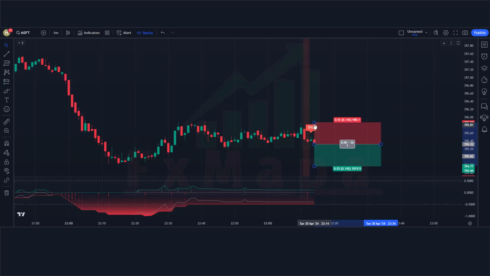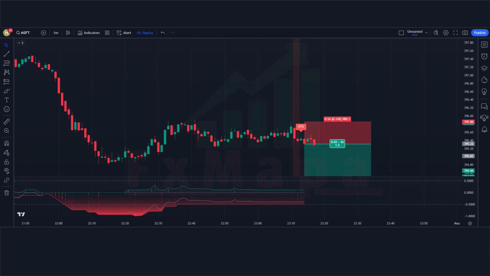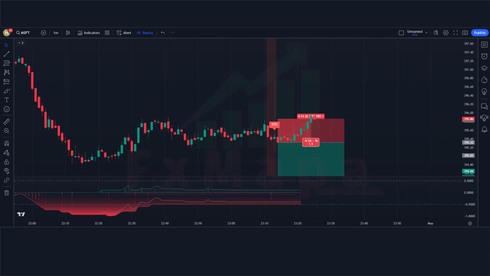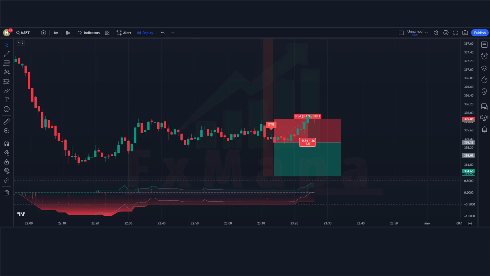Our stop loss will be placed at the current market's higher level, and the risk to reward ratio will be 1:1.5. Let's see what happens to our trade. Our trade is running in profit. We have lost this trade.